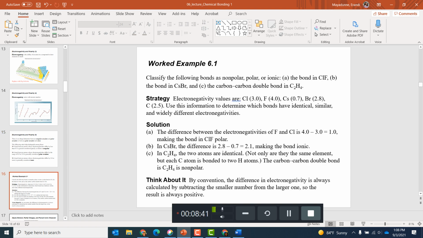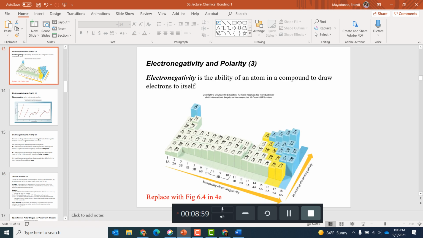So I have a question here. Classify the following bonds as non-polar, polar, or ionic. The bonding in ClF. You may wonder how I know these things in the periodic table. You get to bring the periodic table with electronegativity. So chlorine and fluorine, ClF. Its electronegativity difference, for Cl and F, take the bigger number, 4 minus 3, is 1. So it's a polar covalent compound.